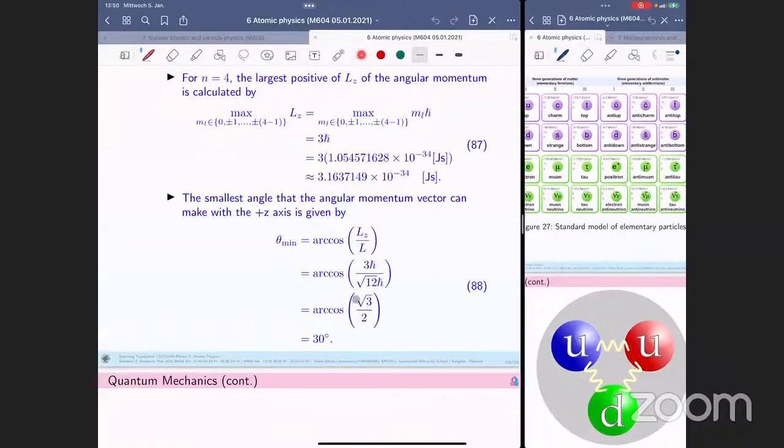And from the cosine function, square root of 3 over 2 is actually the value at an angle of 30 degrees. And that's why we say theta min is 30 degrees here.